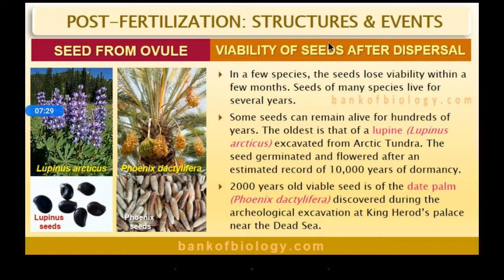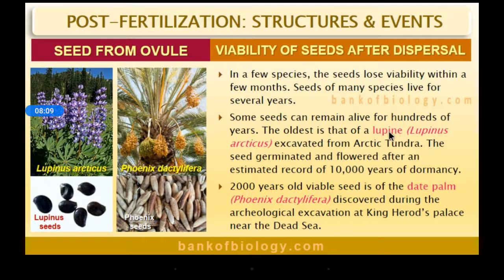And viability of seeds after dispersal. It may depend upon the species. Some species have only a few months of viability, and others have more than one year, maybe hundreds of years. Some examples are given here. In a few species the seeds lose viability, the capacity to grow, within a few months, and the seeds of many species live several years. Some seeds can remain alive for hundreds of years.